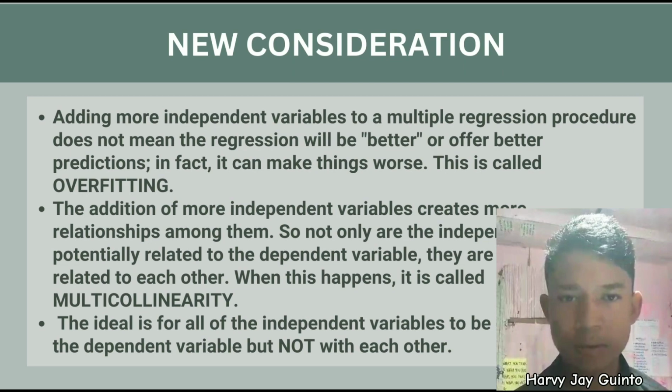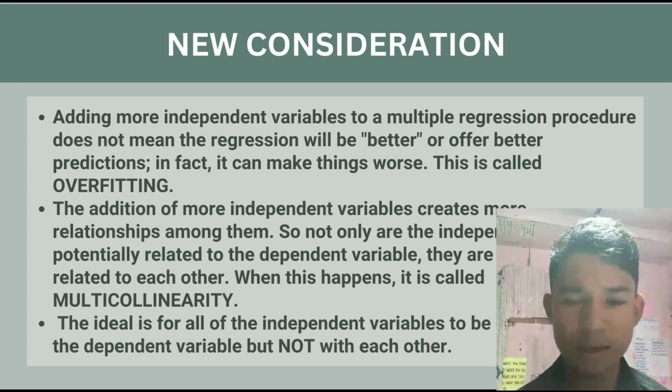Adding more independent variables to a multiple regression procedure does not necessarily mean the regression will be better or offer better predictions. In fact, it can actually make things worse. This is called overfitting. So let's say we conduct a multiple regression procedure and our model explains 65% of the variation in the dependent variable. Adding more independent variables will explain more of the variation in the dependent variable, but it can do so under false pretenses. So adding more variables will always explain more variation, but it can open up a whole problem that we definitely want to avoid. The idea is to pick the best variables for the model.